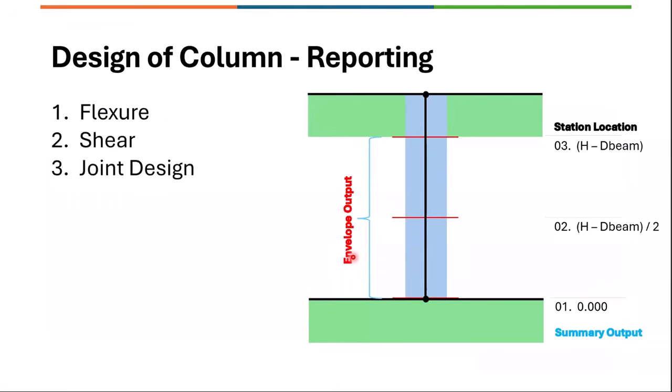So for the column reporting, you're looking at 1 envelope output out of 3. The 3 station locations are the base, mid height, and the soffit of the beam. You can also modify this to put the station location at the top, but typically this is what the program does as a default action.